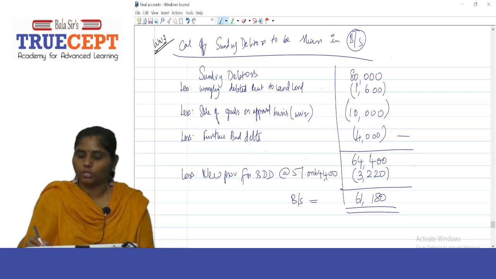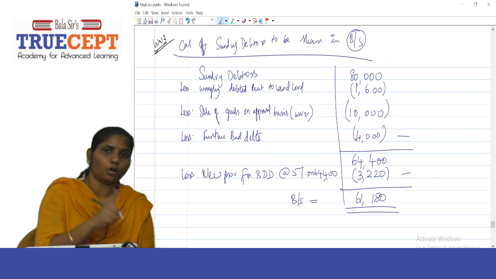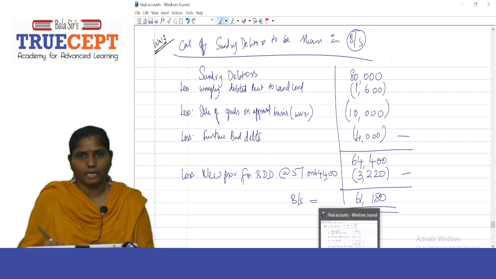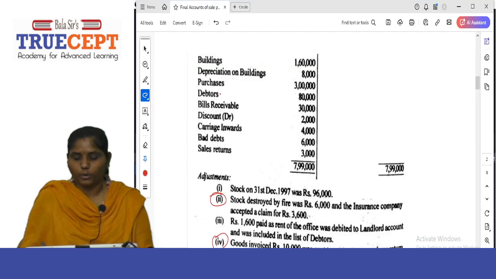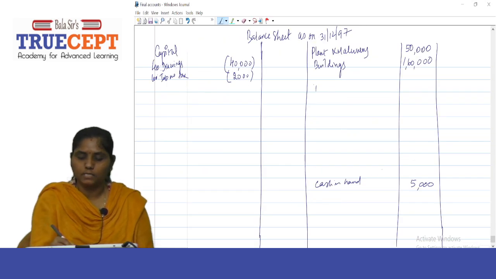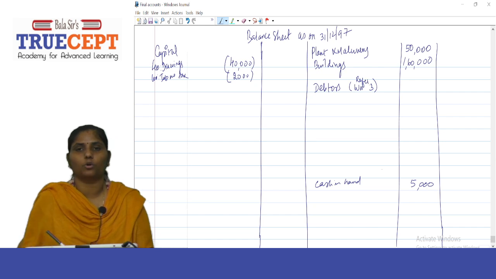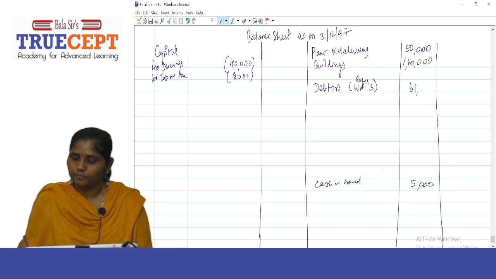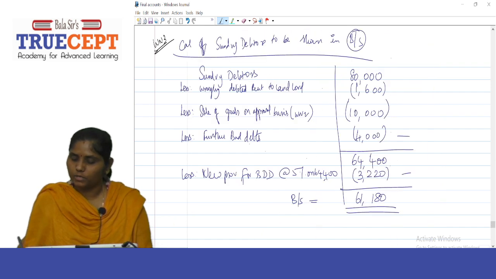What about this 4,000, this 3,220 and all? We'll come back to that. That we will put in the P&L account while doing the adjustment. We don't have to do it in the balance sheet because we have already done it as a part of a working note. So in the balance sheet, I'm going to write debtors and refer working note number 3. Please write this, refer working note number 3 and write the amount. How much? 61,180.